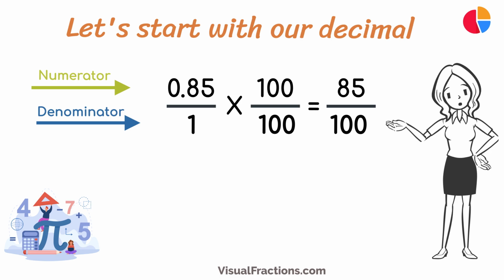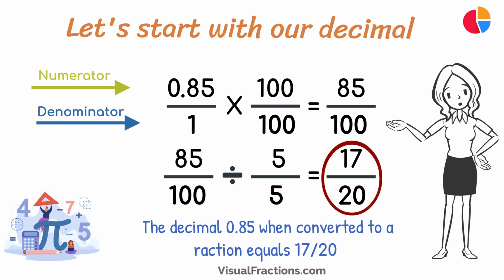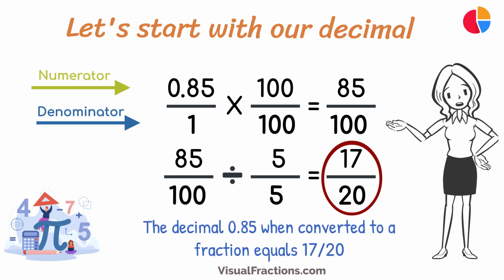Next, we simplify. Both the numerator and the denominator in 85 100ths are divisible by 5, the greatest common divisor. Divide 85 by 5 to get 17 and divide 100 by 5 to get 20. So, 85 100ths simplifies neatly to 17 20ths. And there you have it. The decimal 0.85 when converted to a fraction equals 17 20ths. This fraction is in its simplest form and cannot be further simplified.